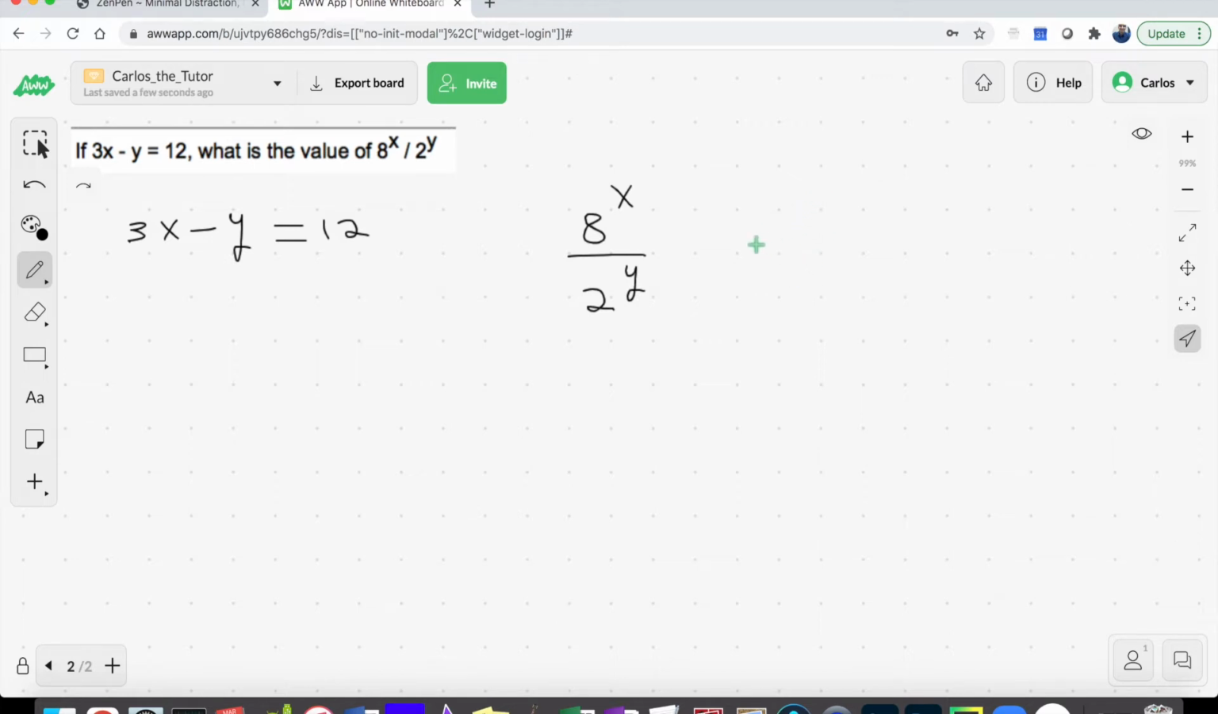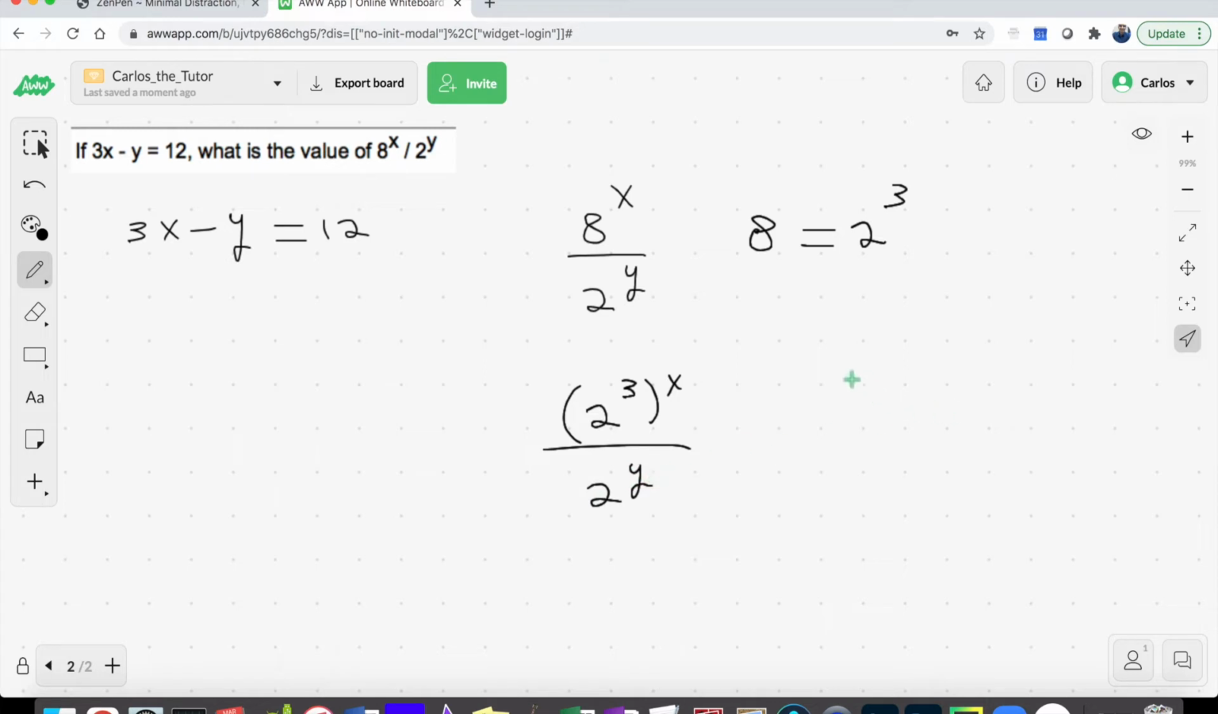So the first thing I'm going to do is I notice that 8 can be rewritten. So 8 is 2 cubed. I can use my knowledge of exponents to simplify this expression now. So I'm replacing 8 with 2 cubed. So I have 2 cubed raised to the power x divided by 2 to the y.